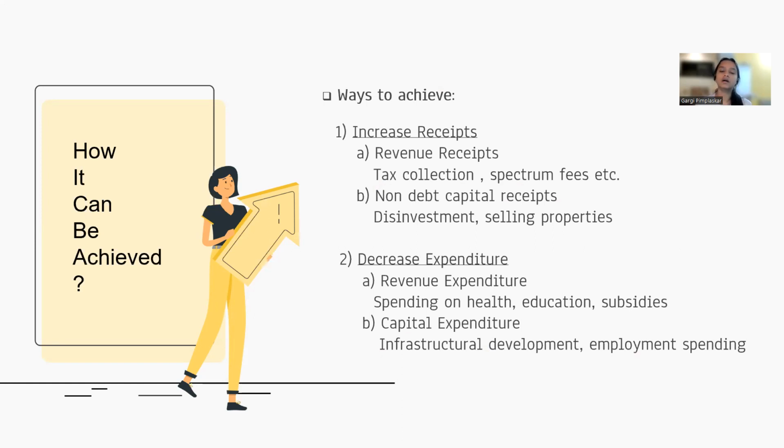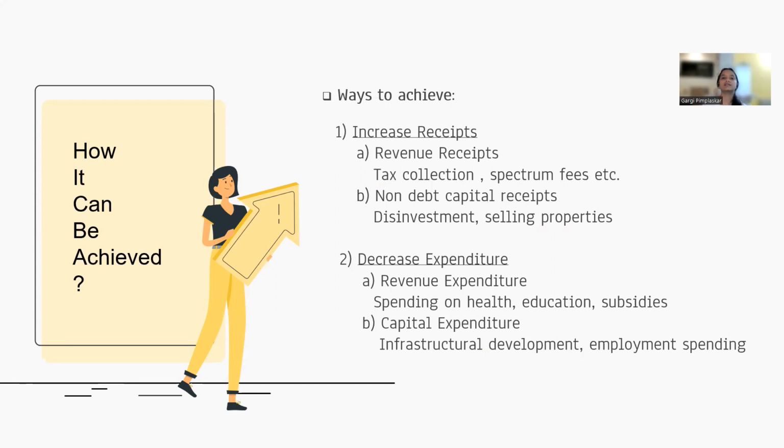So revenue receipts include tax collection, that is GST tax collection increases, direct income tax, corporate tax, income achieved through excise duties, custom duties, etc. That is called revenue receipts. That can be increased, or our selling of properties, disinvestment, etc. comes under non-debt capital receipts increasing.